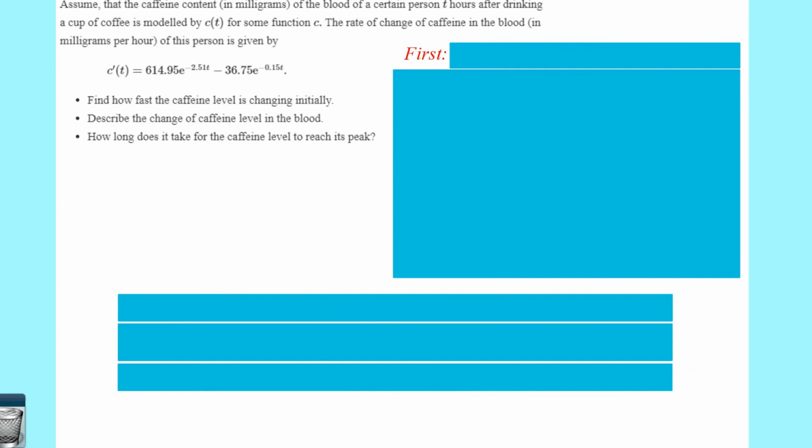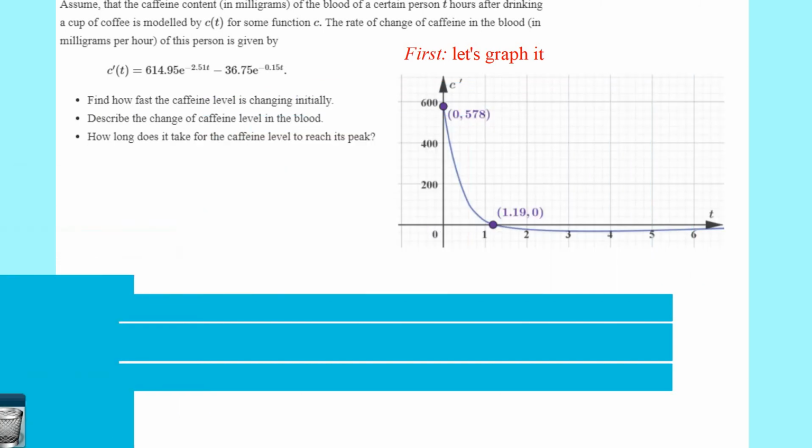So here we've got a word problem. So we've got our derivative function. Alright, we want to find how fast the caffeine level is changing initially. Okay, so what have we done the past two problems? What's the thing we've always looked at? Oh yeah, it's a graph. So why don't we put it in our TI 83s or 84s? Hopefully you can do that. Alright, and you should get something that looks like this.